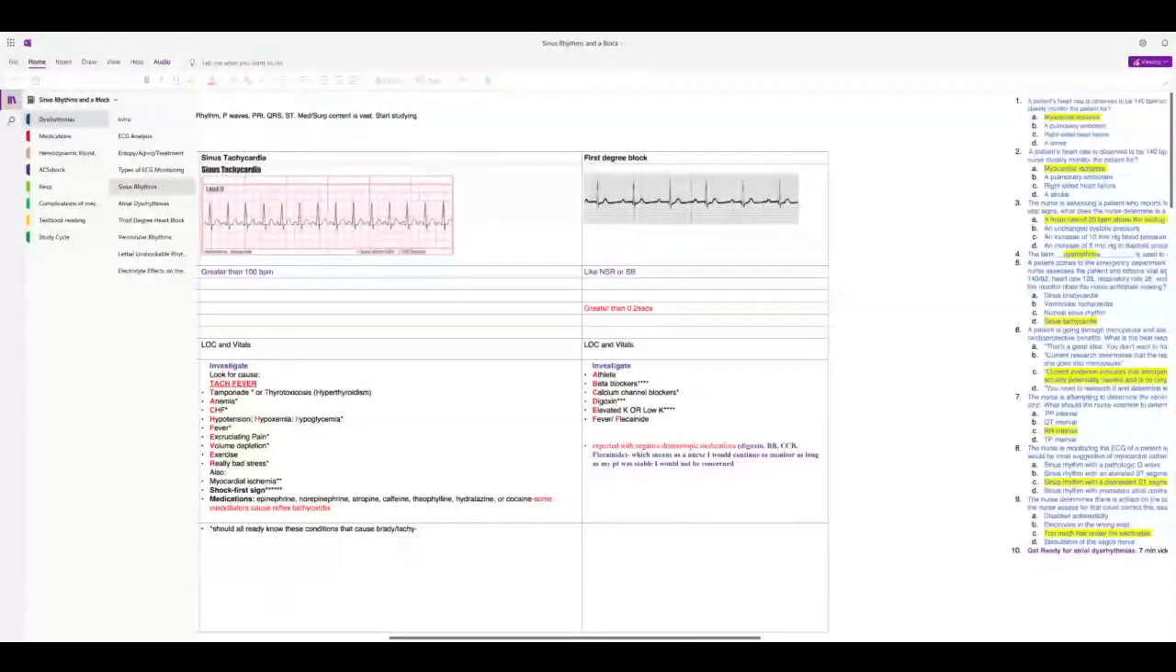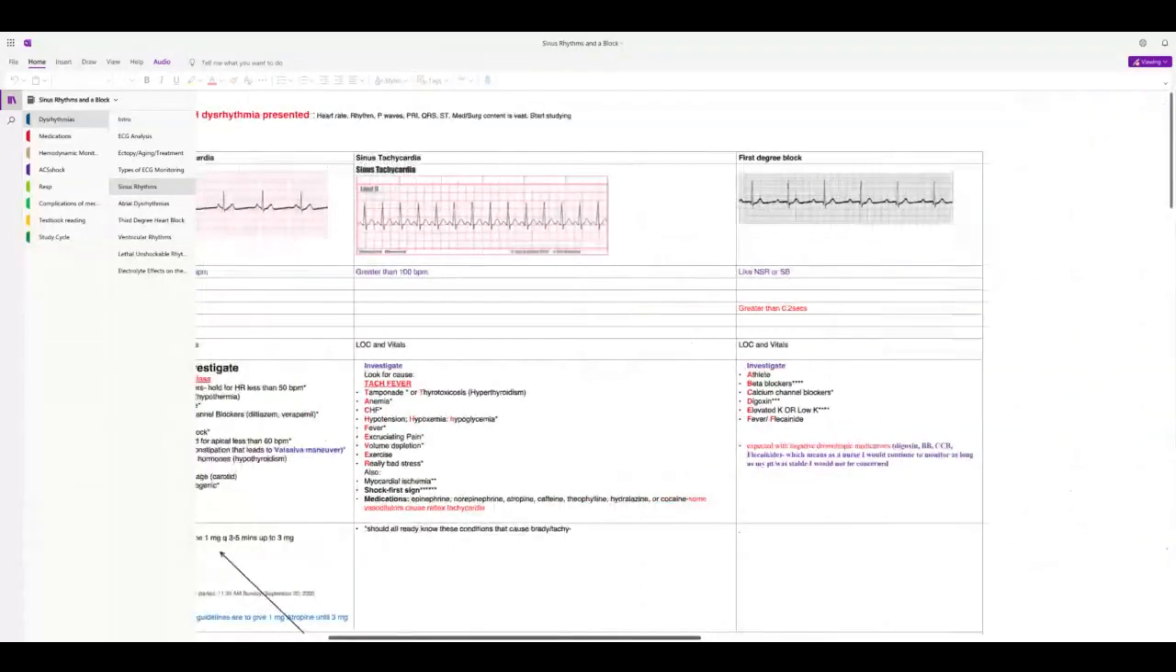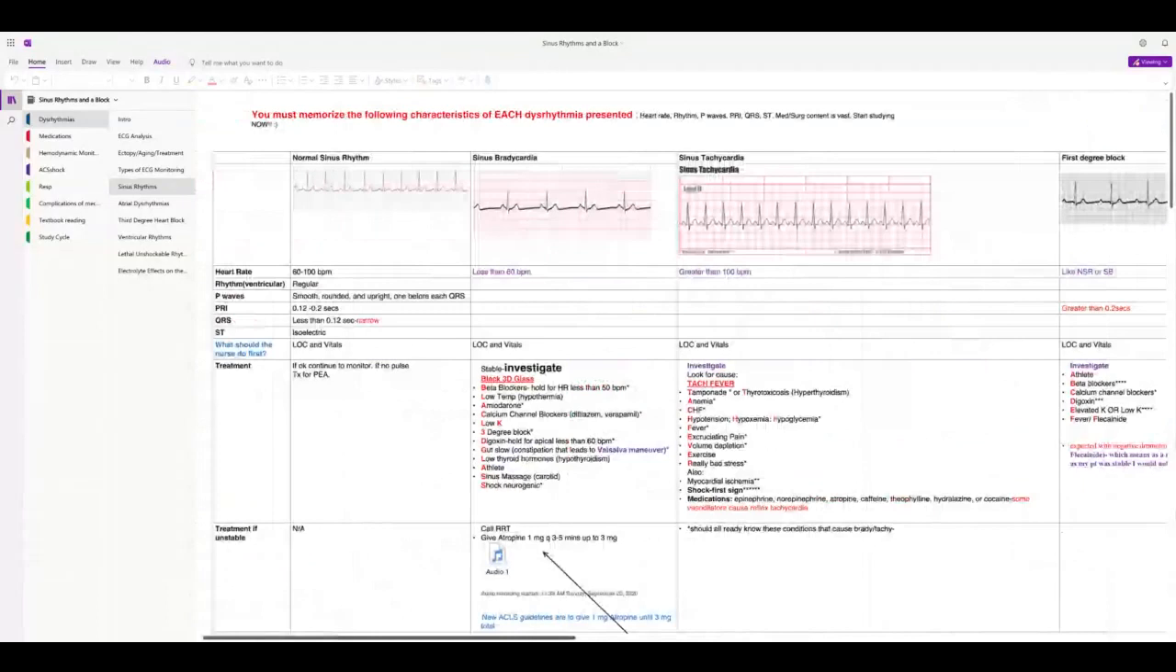ATI likes to test on high potassium or low potassium because first degree block can be caused by either high or low potassium. And how they'll word it, they'll say something like the P wave is far from the R wave, or the P wave is far from the QRS. Okay, so just keep that in mind. All right, so those are sinus rhythms. Does anybody have any questions about sinus rhythms?